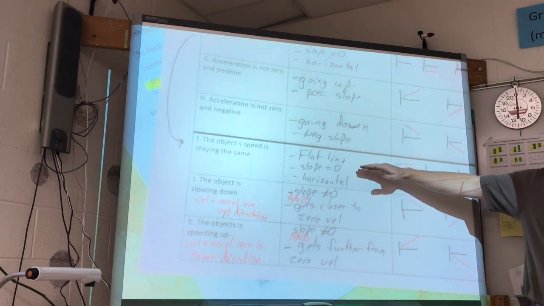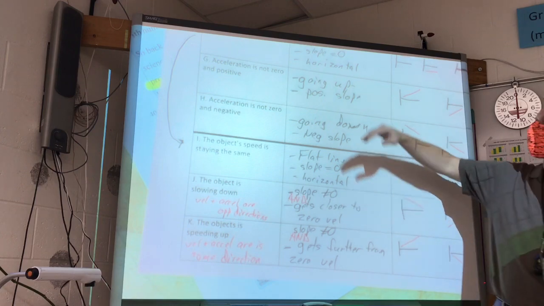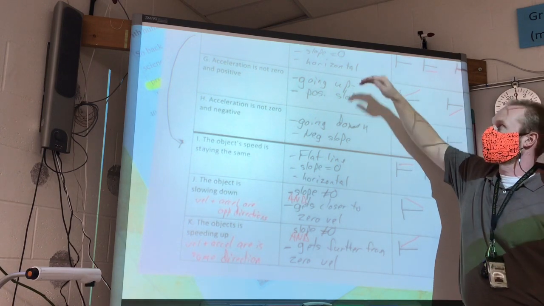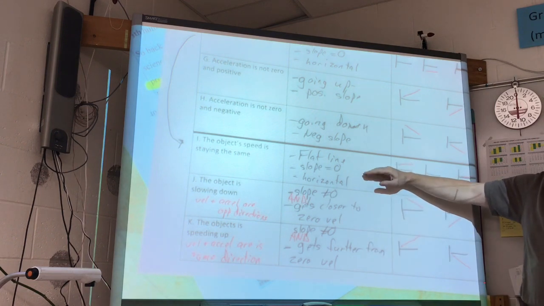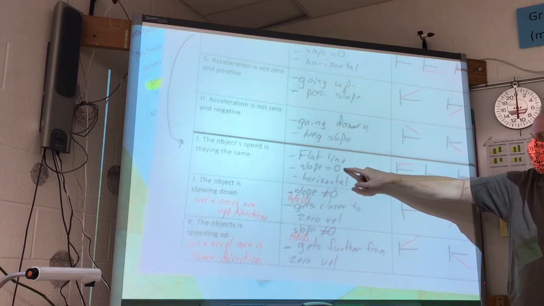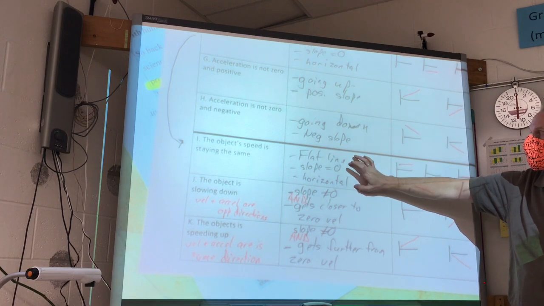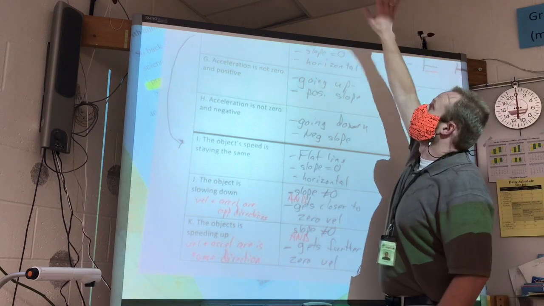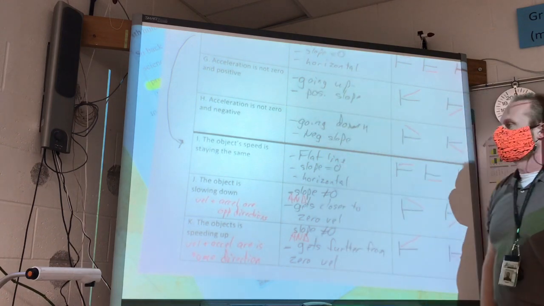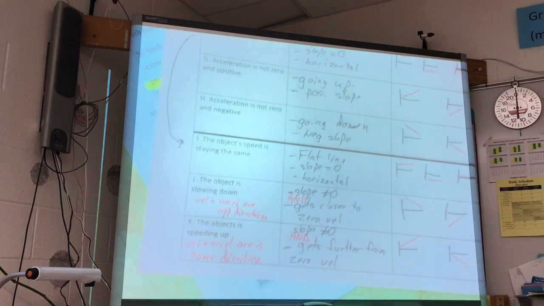So if our object speed is staying the same, that means my acceleration was 0, which means my velocity was constant. So how do we know if my object speed is staying the same? Well, it's not going to accelerate, therefore my slope is 0. We're looking for flat lines. We're looking for the same 3 things here as we did up there for velocity is constant. Those 3 things are exactly the same. If one of those is true, all 3 of those in motion graphs is true.